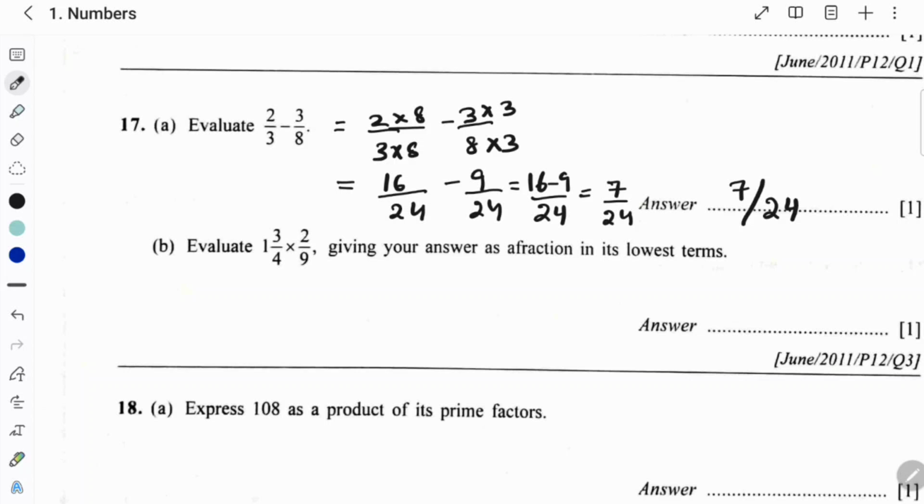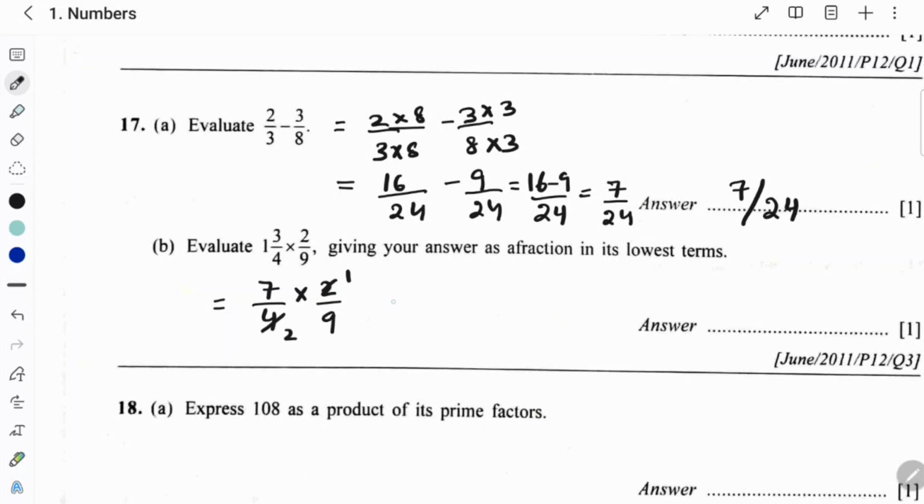4 ones are 4 plus 3 is 7. Okay, so 7 upon 4 multiplied by 2 over 9. This is a multiplication question. Don't take LCM because the students make mistakes. Simply multiply numerator with numerator, denominator with denominator, or you can cancel the numerators and denominators.